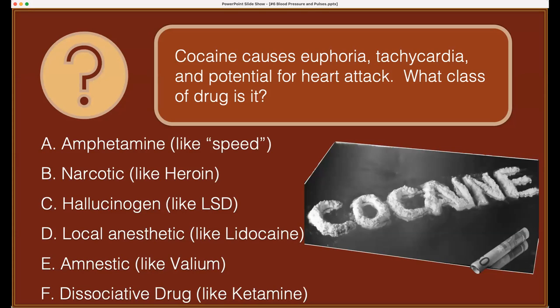All right, did someone say cocaine? Cocaine causes euphoria, tachycardia, and because of the tachycardia, you can have a potential for having a heart attack. So what class of drug is cocaine? Is it an amphetamine like speed? Is it a narcotic like heroin? Hallucinogen like LSD? Local anesthetic like lidocaine? Amnestic like Valium? Or a dissociative drug like ketamine? The answer is it's a local anesthetic. That's what class of drug it is.